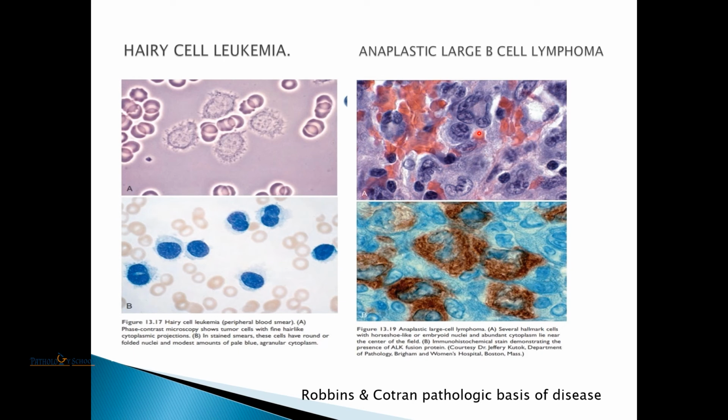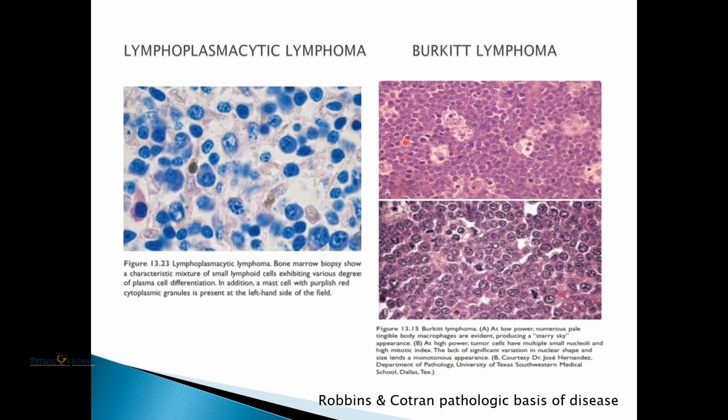This is anaplastic large cell lymphoma. We can see the typical embryoid or horseshoe shaped nucleus with abundant cytoplasm in it. And this is the immunohistochemical stain showing ALK fusion protein, which is brown in color. Coming to lymphoplasmacytic lymphoma, it shows a mixture of small lymphoid cells, which are these, and plasma cells, which are slightly larger than the lymphocytes, and these are plasma cells.